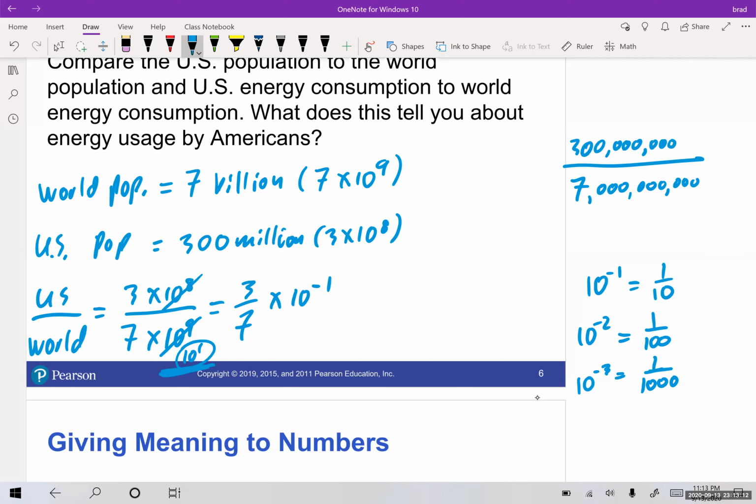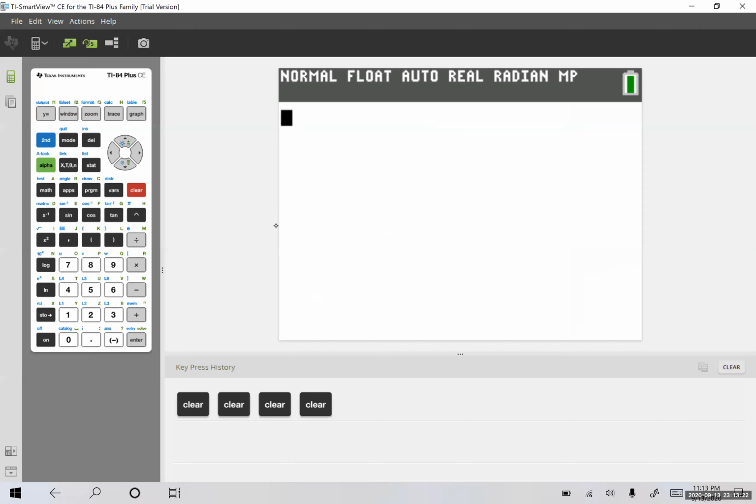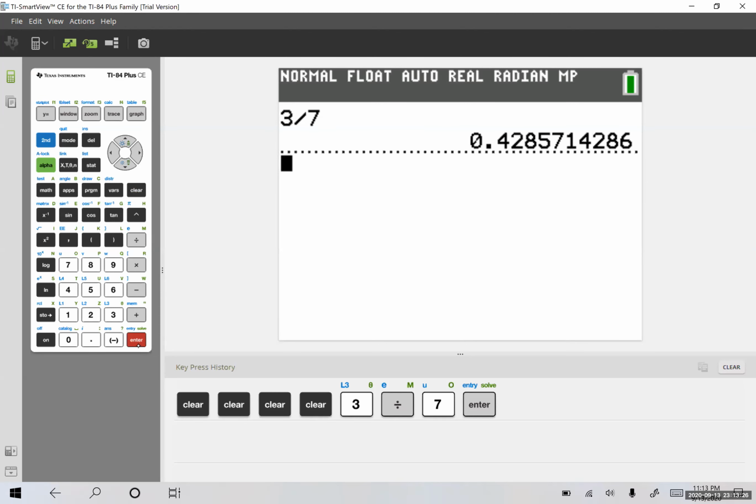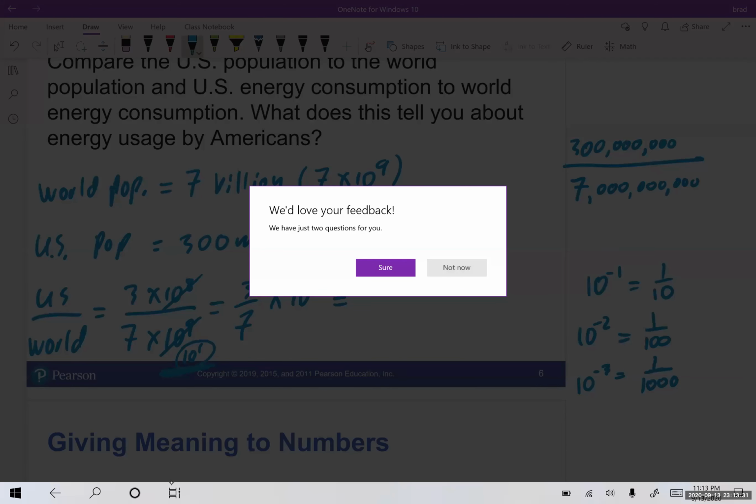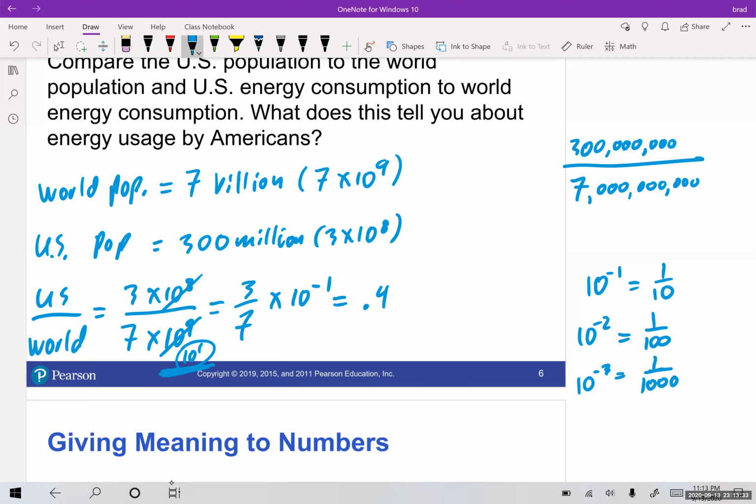However, scientific notation doesn't really have fractions in it, so we have to convert this. So I'm going to do 3 over 7 on my calculator. And I get 0.42857. I get 0.42857 times 10 to the negative 1, okay? But let's rewrite it first.